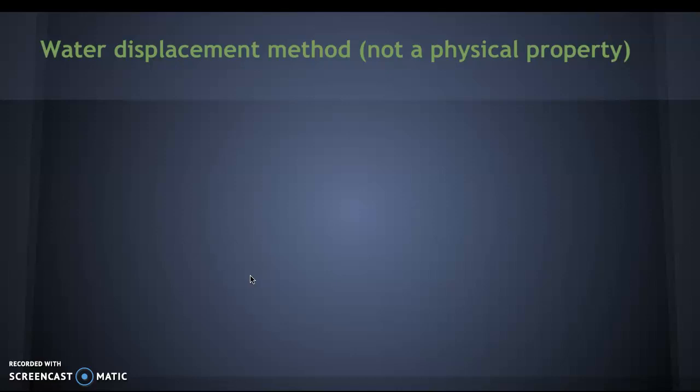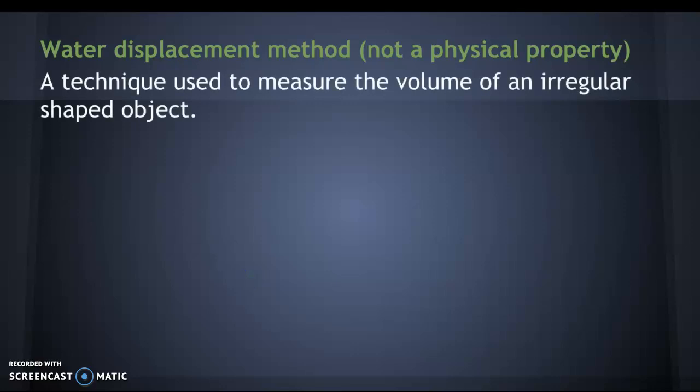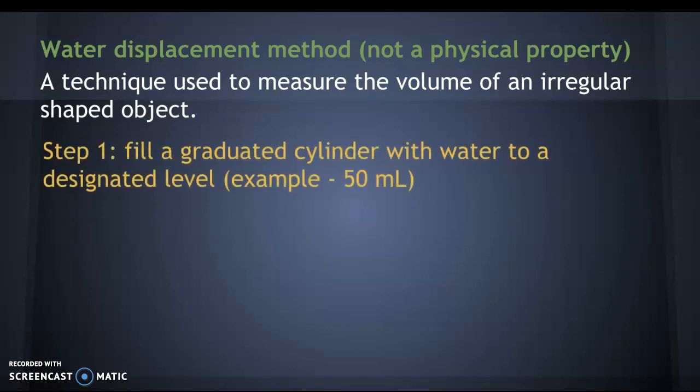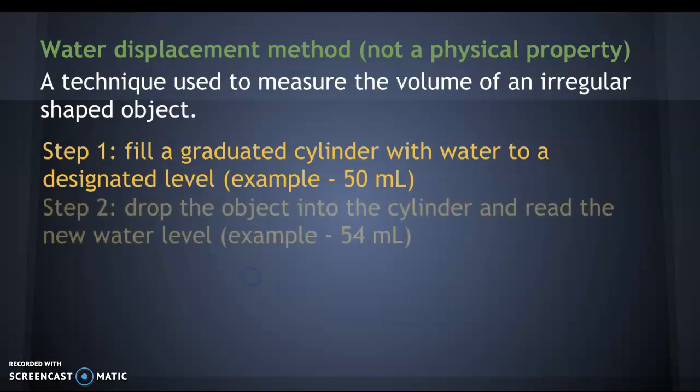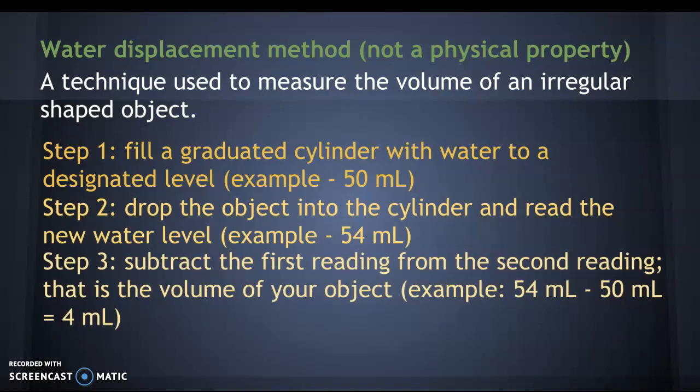The name of that method is called the water displacement method. This is not an actual physical property. It is a technique used to measure the volume of an irregular shaped object. Let's look at the steps. Step 1. Fill a graduated cylinder with water to a designated level, like 50 milliliters. Step 2. Drop the object into the cylinder and read the new water level, maybe 54 milliliters. Step 3. Subtract the first reading from the second reading. That is the volume of your object. So we take 54 milliliters, subtract 50 milliliters. That means the volume of our object is 4 milliliters.